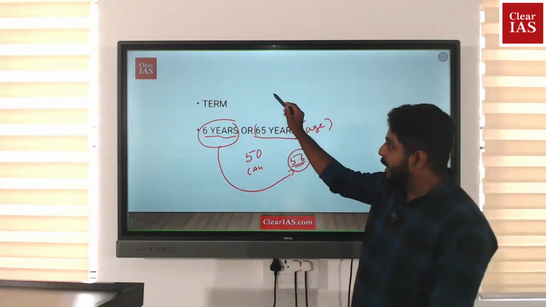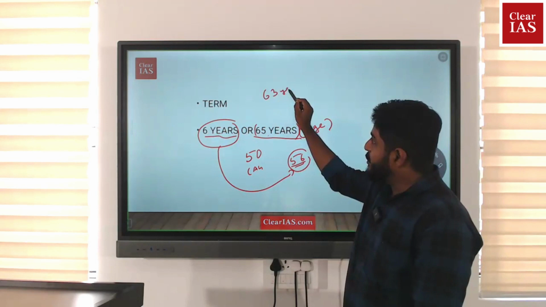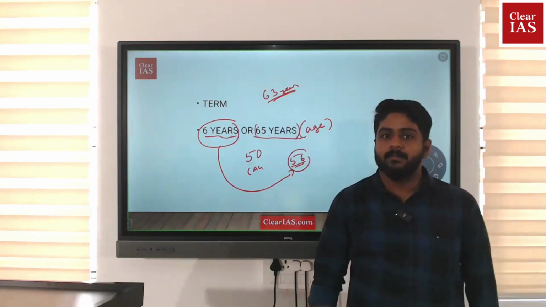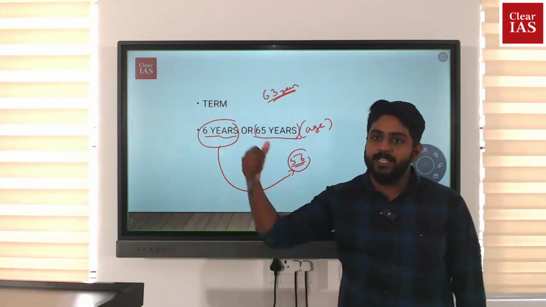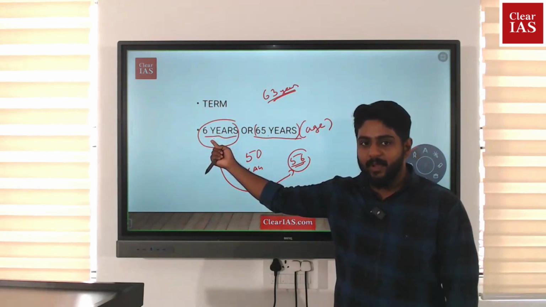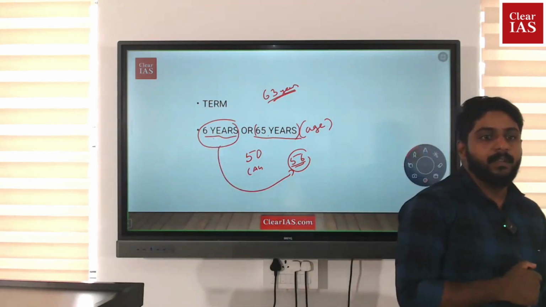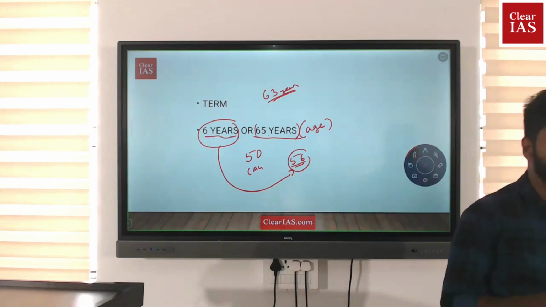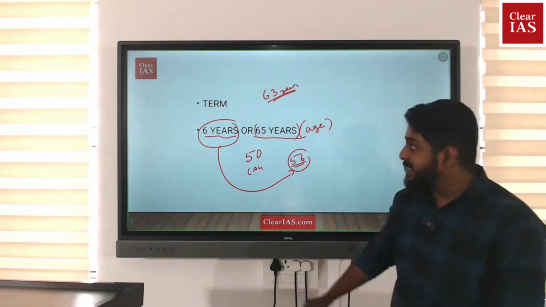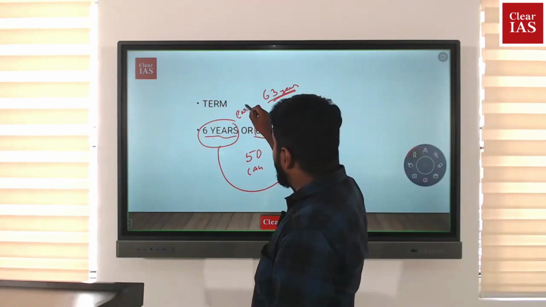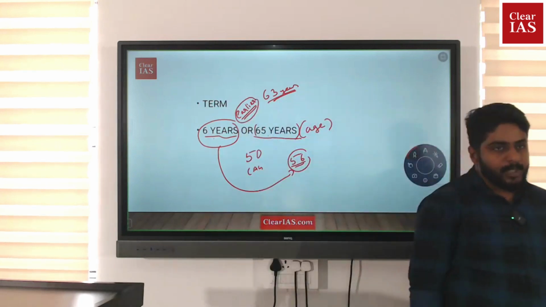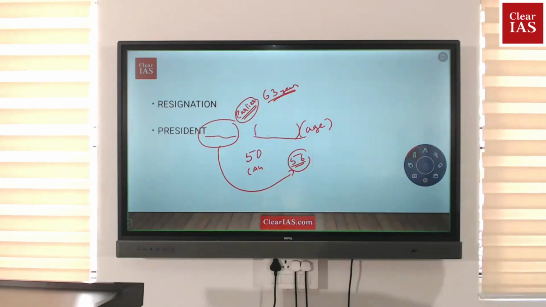Okay. Otherwise, just take another example. One person has been appointed as Comptroller and Auditor General at the age of 63 years. After 2 years, he reaches 65, but his 6 years are not completed. Now, can he say, sir, my 6 years are not completed, let me stay until 70? Is it possible? No. So, whichever is earlier, the earlier one will be taken into account.